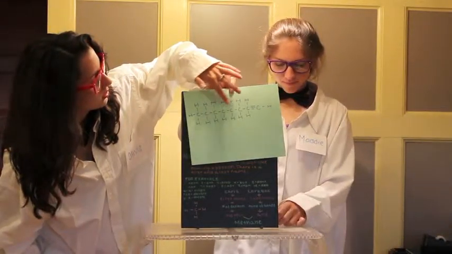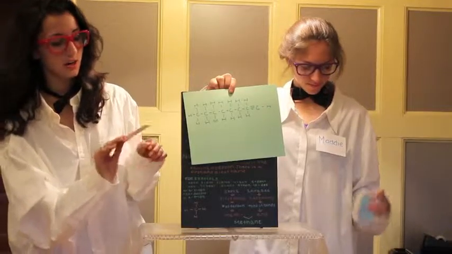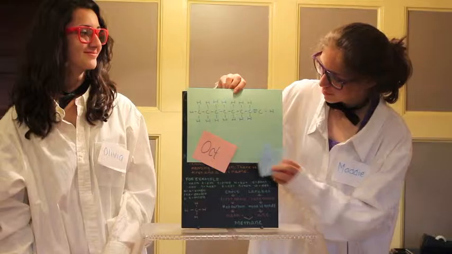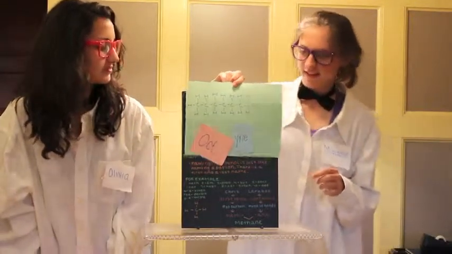1, 2, 3, 4, 5, 6, 7, 8. There are 8 carbons, so you use oct. And there's a triple bond, so you use yne. Octyne.